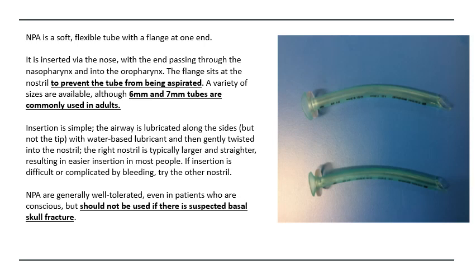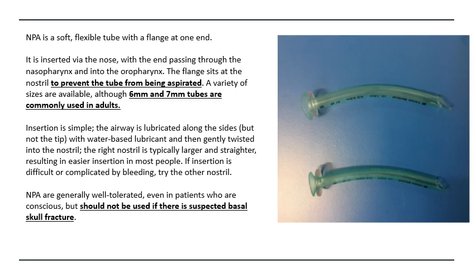Second, we have the nasopharyngeal airway. Nasopharyngeal airway is a soft flexible tube with a flange at one end. It's inserted via the nose with the end passing through the nasopharynx and into the oropharynx. The flange sits at the nostril to prevent the tube from being aspirated. A variety of sizes are available, although 6 mm and 7 mm tubes are commonly used in adults.